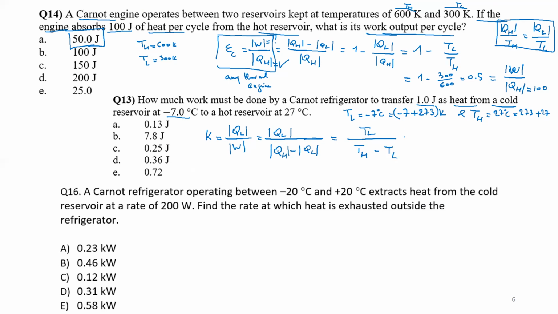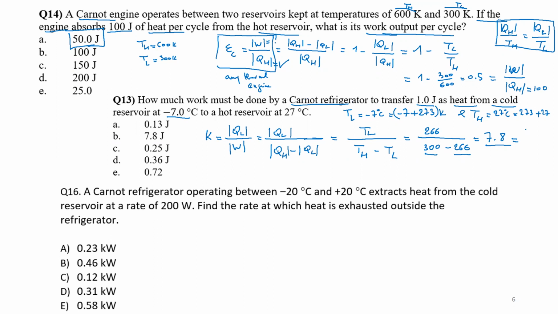Good. So now let me calculate this. What is the coefficient of performance? I know TL and I know TH, so I can easily get the coefficient of performance. It will be given by TL, which is 266, divided by TH, which is 300, minus 266. And if you calculate it, it gives you 7.8. That's the coefficient of performance of my Carnot refrigerator.